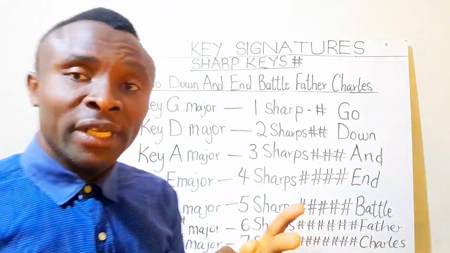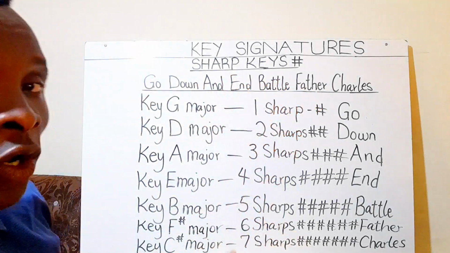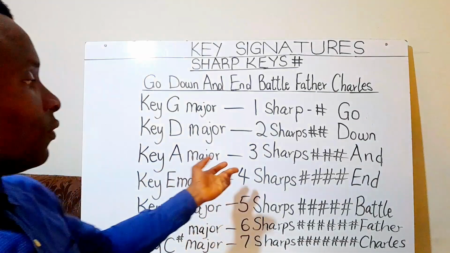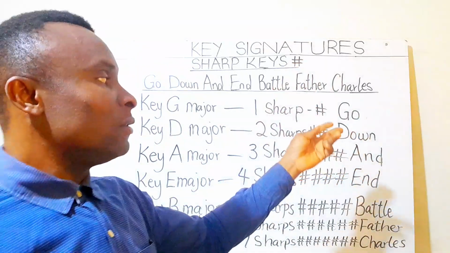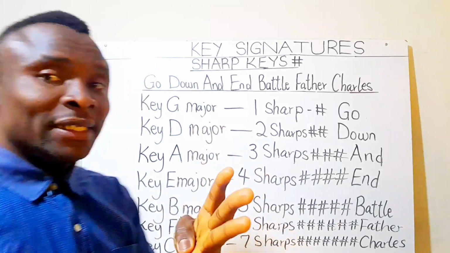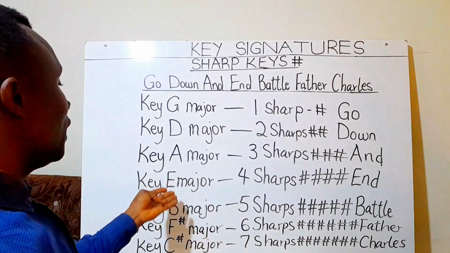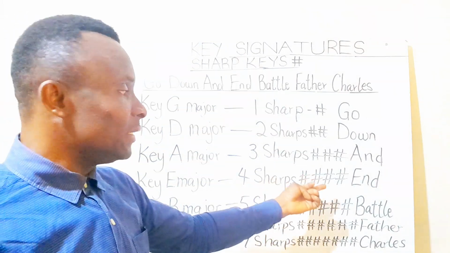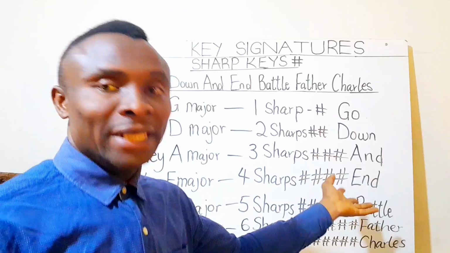Then if you happen to see three of the sharp signs at the beginning of the song, it simply means that the key of the song is the key of A major, three sharp signs, which is represented by And: Go Down And. Then if you happen to see four sharp signs at the beginning of a song, it means that the key of the song is the key of E major. The key of E major, which is four sharp signs, which is represented by End: Go Down And End.